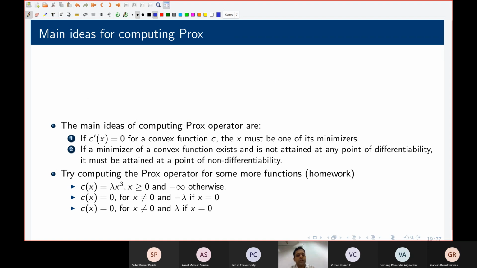So the main idea for computing the prox operator for a convex function is C dash x is 0. If C dash x is 0, then x must be one of the minimizers. If the minimizer exists and is not attained at any point of differentiability, it must be at a point of non-differentiability. And that's where you look at subgradients. You look at the lower bound tangent. And that is what we did in the lesson. But let's look at slightly more tricky functions with points of non-differentiability here.